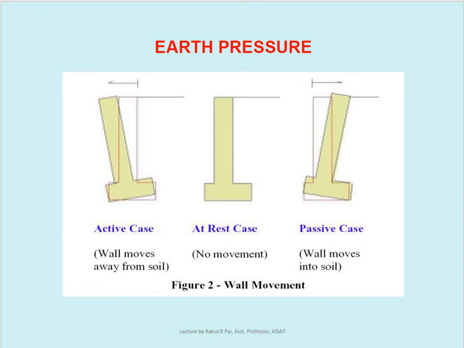So here in this figure you can clearly see that in the active case the wall is moving outward from the soil fill, and in the passive case the wall is moving towards the soil, and in the at rest condition the wall is standstill. There is no movement in the wall. Just understand this much, because this concept must be clear before solving any kind of problems associated with earth pressure and retaining wall.